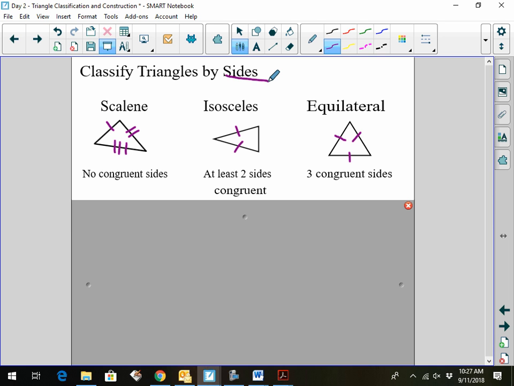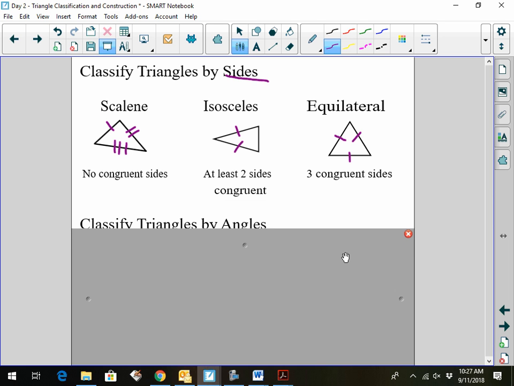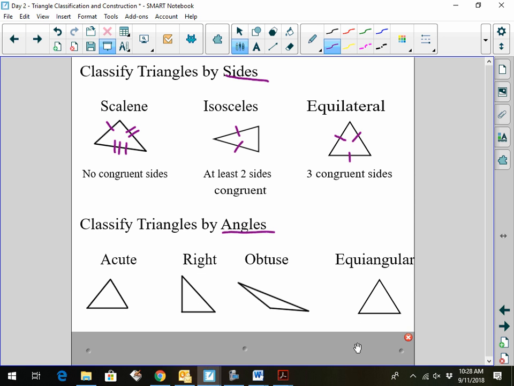Now, triangles don't just have sides, they also have angles. So to classify a triangle by its angles, we have a couple of ways to do that also. And we've looked at angles before. To look at the angles, we have acute, right, obtuse, and equiangular. So acute, we have 3 acute angles. They don't necessarily have to be congruent, but notice how we have an acute angle, and another acute angle here, and we have another one here.